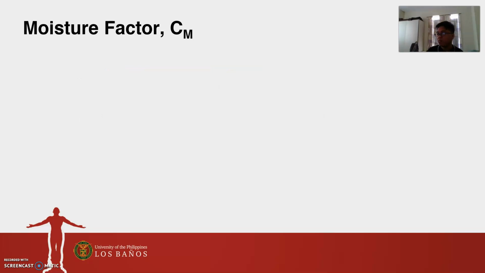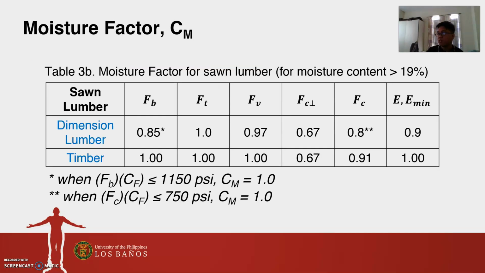If, on the other hand, the moisture content is greater than 19%, then we have to use this table instead. Please note the footnotes for FB and also for FC. So if FB times CF is less than or equal to 1150 psi, then we have to use CM equals 1.0. Otherwise, use CM equals 0.85. And check also the footnote for FC.